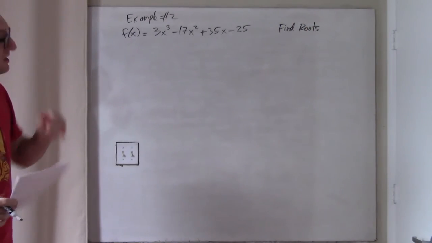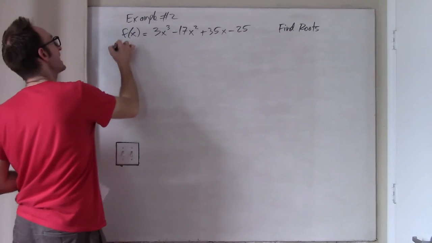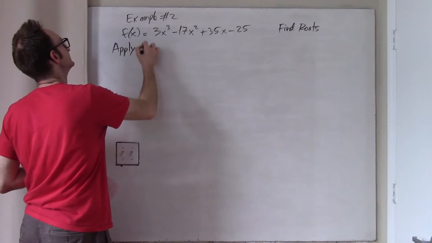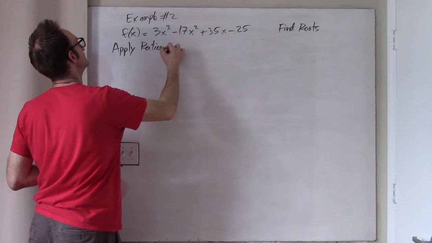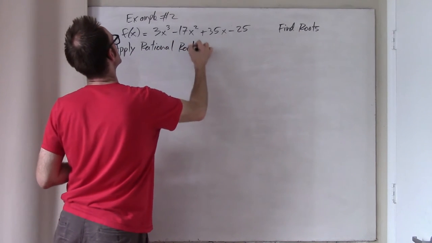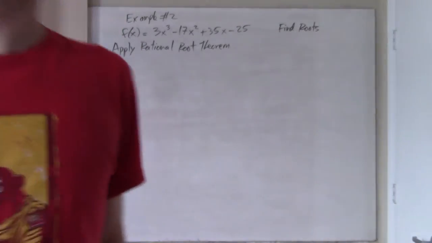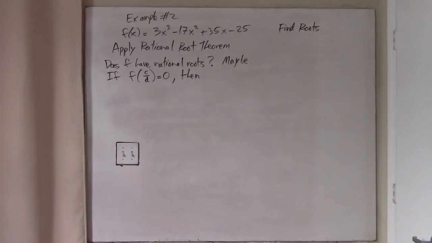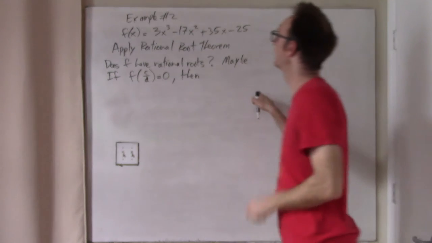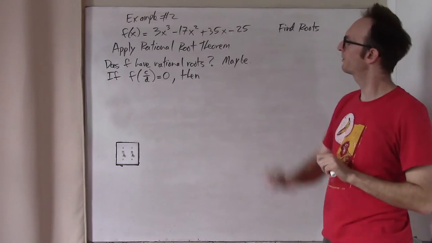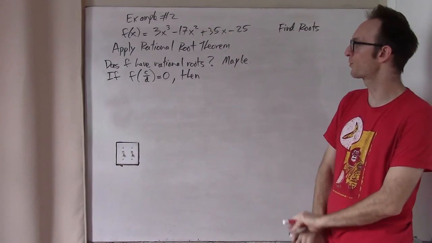Okay, how are we going to do this? Well, we're going to apply the rational root theorem. Pause this for a second. Okay, so we have this cubic. What do we want to do? We're going to apply the rational root theorem.